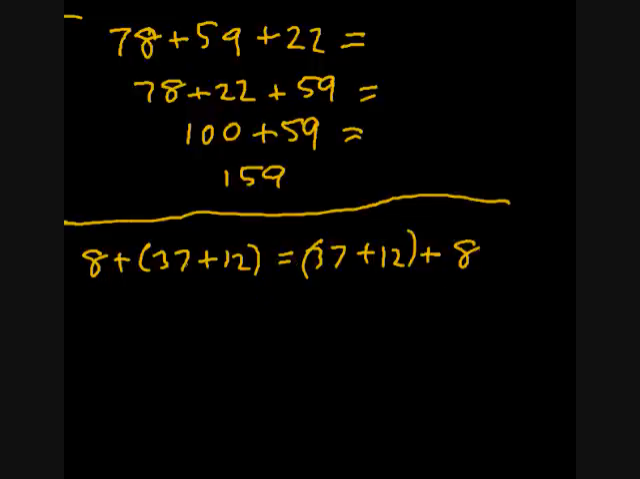And now one reason that it might be useful to move the 8 here is because it's closer to the 12, and if we can add the 8 and the 12, that's easier than adding the 8 to the 37. Now, we cannot do this yet until we learn the associative property, which will allow us to throw these parentheses away. So I'm going to leave that for another lesson.